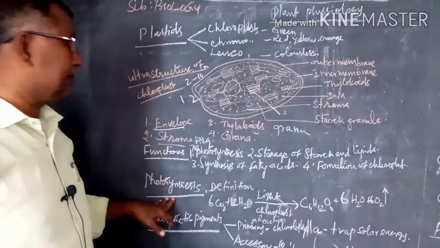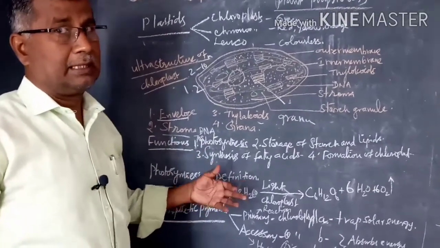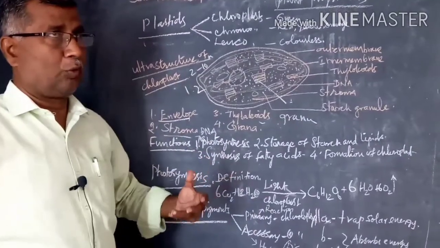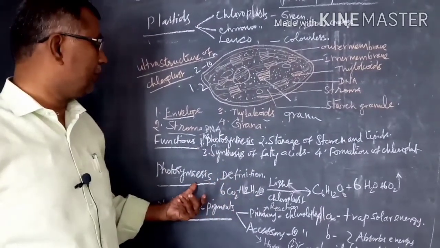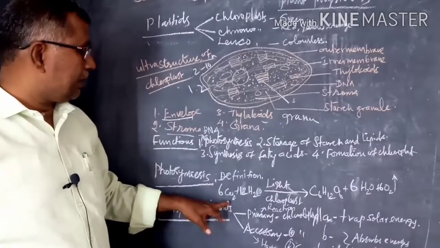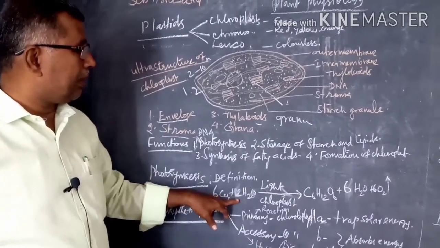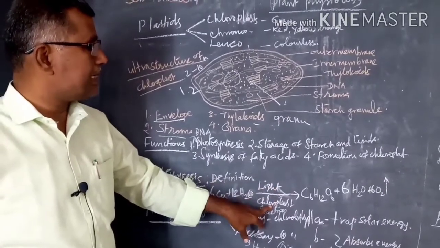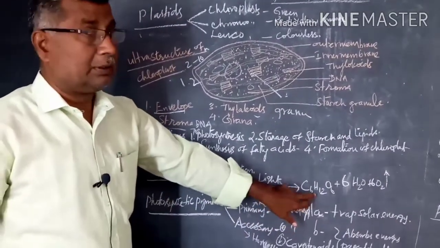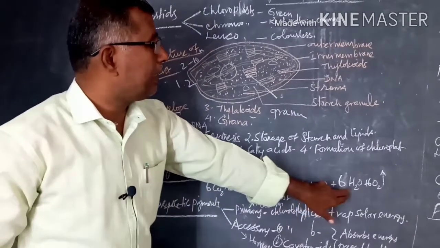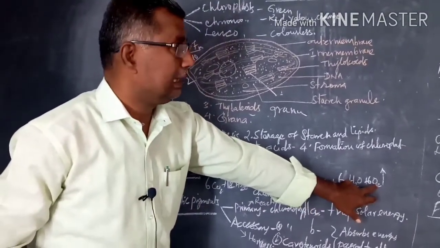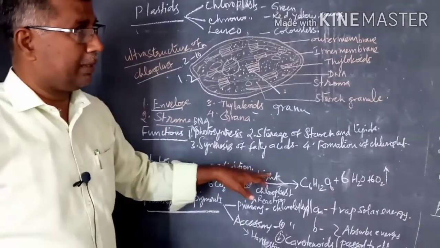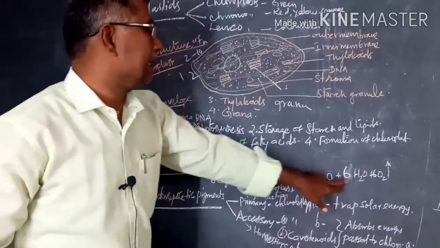Then photosynthesis. What is called photosynthesis? The plants trap solar energy and synthesize their own food. That is actually called photosynthesis. Carbon dioxide and water combine in the presence of light and chloroplast, which is converted into glucose and water, during which oxygen is liberated. Understand? So the light energy is converted into chemical energy.